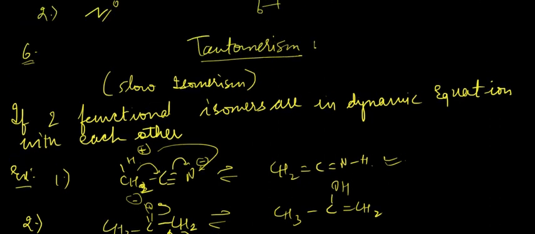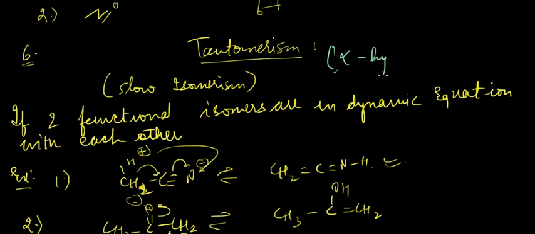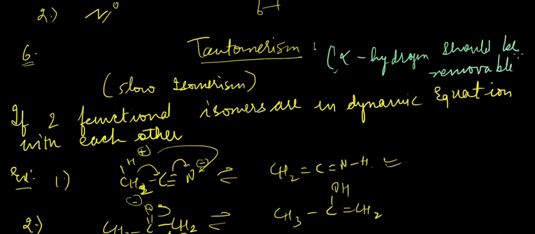Tautomerism can be seen in only those compounds in which we can see the alpha hydrogen to be removed and there would be a conjugation between the pi bond and the more electronegative element, or simply put, alpha hydrogen should be removable.